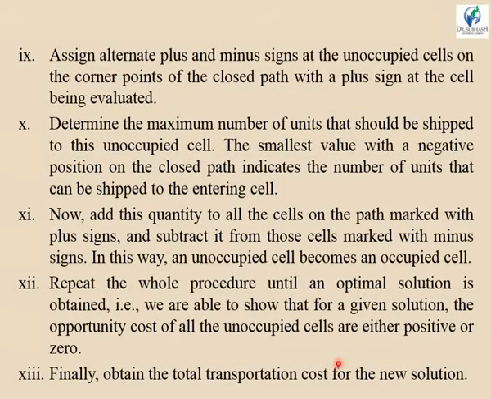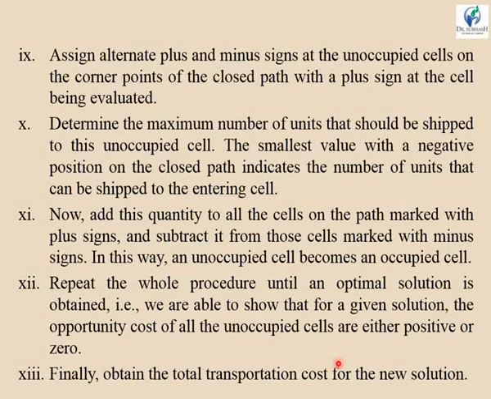If you find the opportunity cost of the unoccupied cells as positive or 0, for example if there are 5 unoccupied cells and all the 5 values are positive or 0, then you have reached the optimal solution. But if there is any negative value, then there are further chances of reduction in the transportation cost. So if there is any negative value in the opportunity cost of an unoccupied cell, you have not reached the optimal solution.